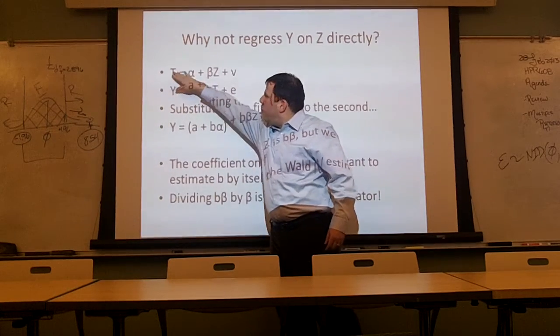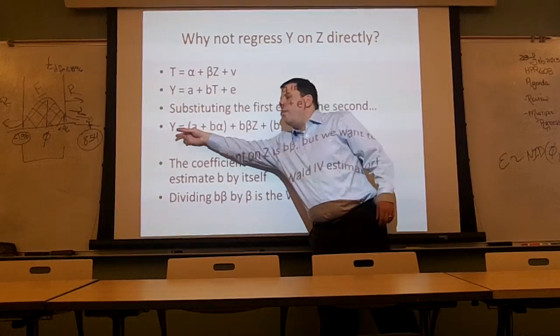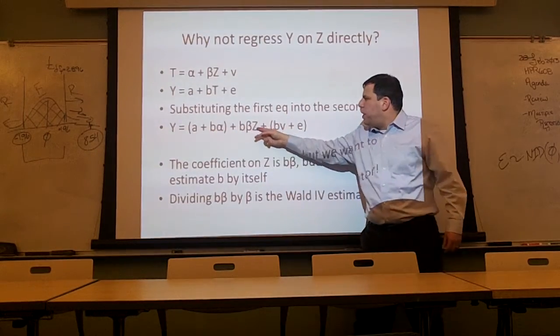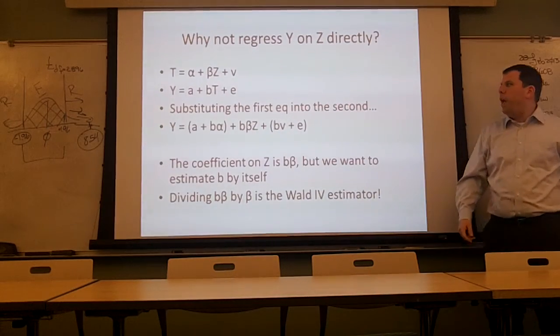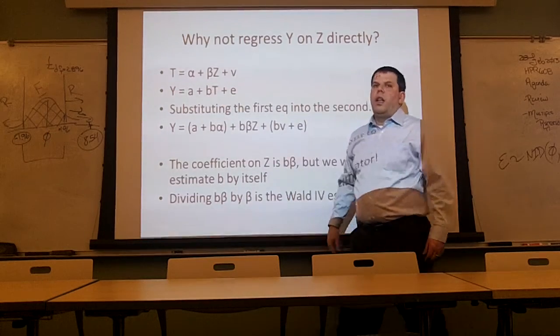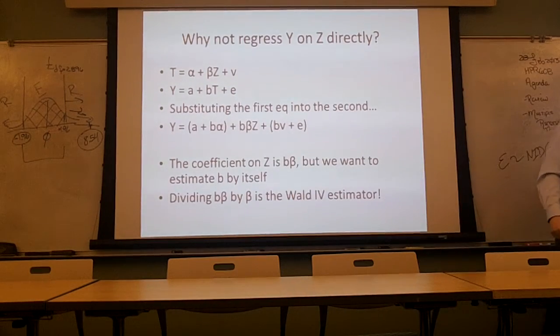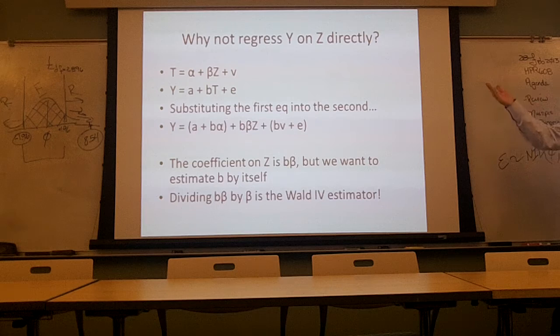If we put the formula for T into the second equation, we realize that our outcome Y is now, the coefficient that we're estimating is actually the product, lowercase b times beta. That is, it's both these things, but we really just want lowercase b. We want the causal effect of treatment on outcome, not the causal effect of treatment on outcome times the effect of instrument on treatment. Not that you would ever have thought that you should have regressed Y on Z, but this is why we don't do Y on Z.